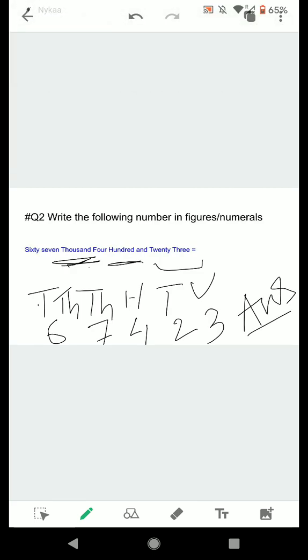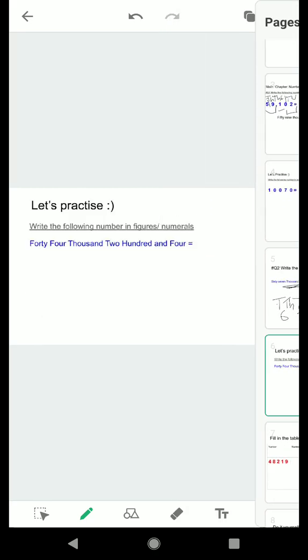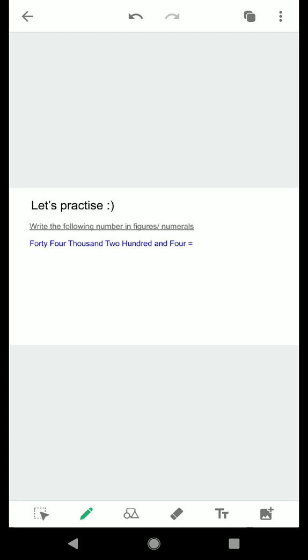Easy, isn't it? Next, we're going to practice on our own. The given number, read with me, 44,204. Write the numbers. The number name is given. Write the digits of the number with the correct place value. Pause the video, do it in your notebook and come back.